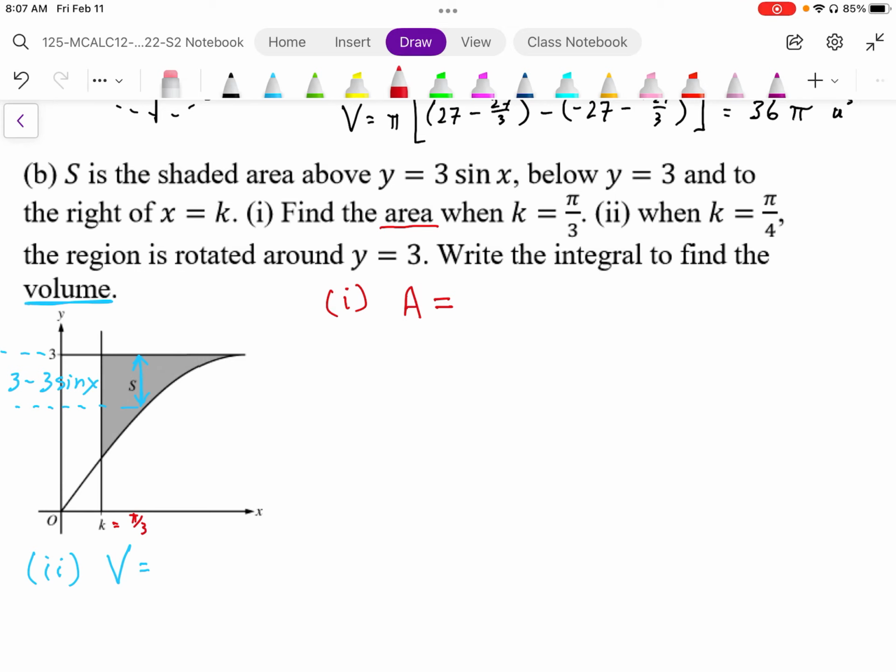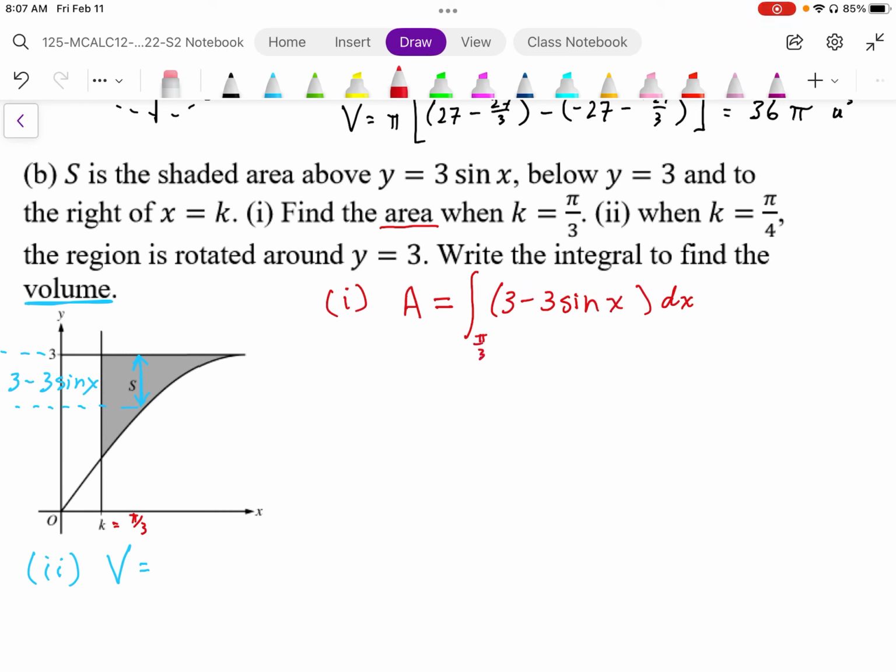So the height of that section I've written here is the top line is 3 and the bottom line is 3 sine x. So we're going to subtract those to get the distance. Okay, so this is going to be 3 minus 3 sine x. So that's the height between the lines. I'm going to take that and give it some thickness, dx. And then I'm going to integrate that, sum all those rectangular slices up, starting at pi over 3.